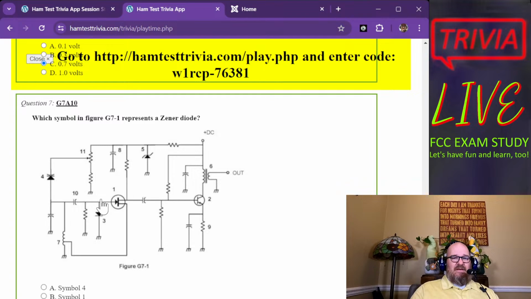Which symbol in figure G7-1 is the Zener diode? Well, this is a regular diode. This is a diode that I think acts like a capacitor based on a supplied voltage. I don't know what that is. But number 5 is also a diode. You find diodes with nice little arrows. This is not a diode, although there is an arrow. But it is a semiconductor. And this has an arrow too. That's a PNP transistor. I'm going with symbol 5, D.